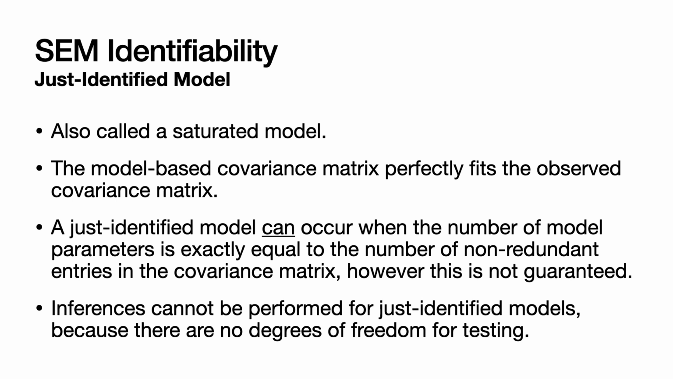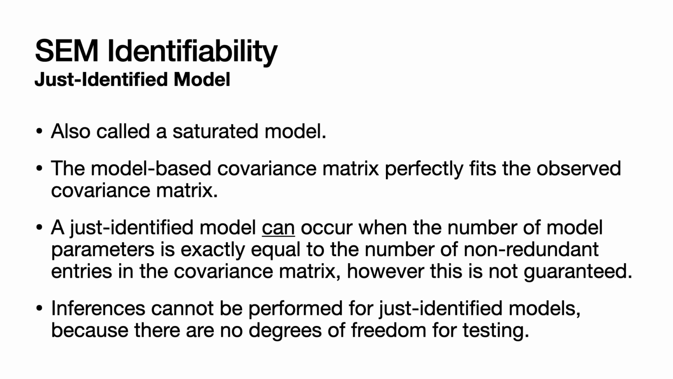Next, we have just identified models. This is also called a saturated model, which is perhaps more commonly used in non-SEM literature, for example, in the context of categorical analysis and things like that. The model-based covariance matrix perfectly fits the observed covariance matrix with a saturated or just identified model. A just identified model can occur when the number of model parameters is exactly equal to the number of non-redundant entries in the covariance matrix. However, this is not guaranteed.